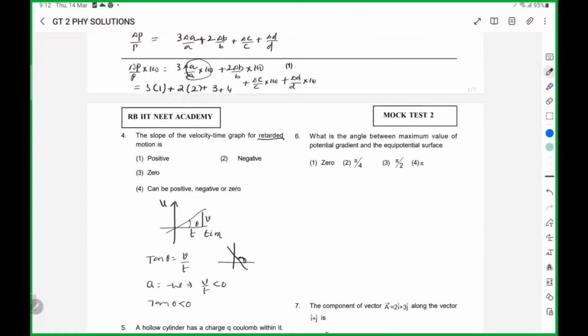So what is the angle between the maximum value of potential gradient and the equipotential surface? Suppose let us consider an equipotential surface. For equipotential, it means wherever you choose 2 points on the surface, the potential will be the same. Then such a surface is an equipotential surface.